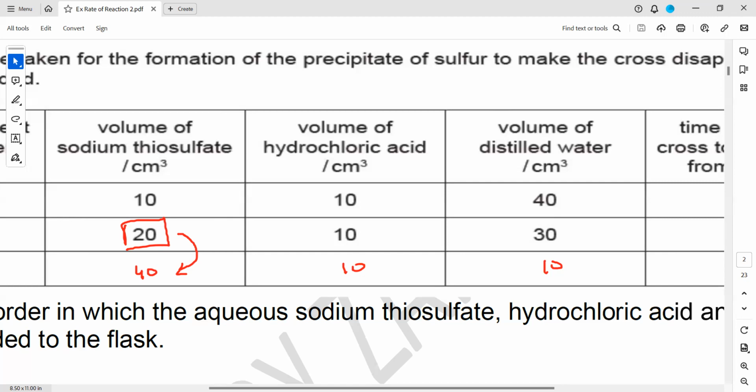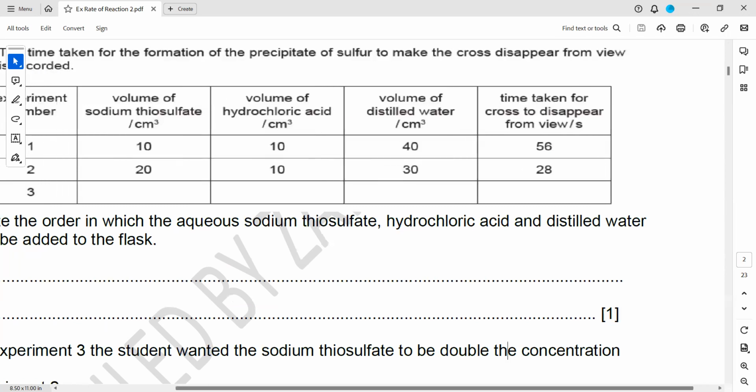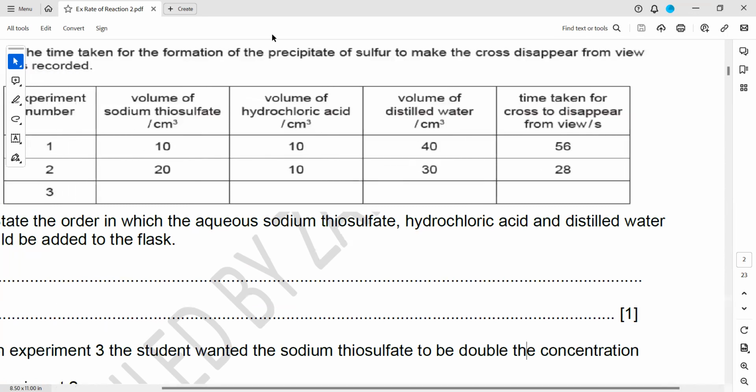Is it clear, this one? As we change the amount, for this experiment we use 40 cm cube, as I mentioned, double. This we did not change throughout the experiment, and the total volume should be 60. That's why we use 10. Now we have to complete the time.